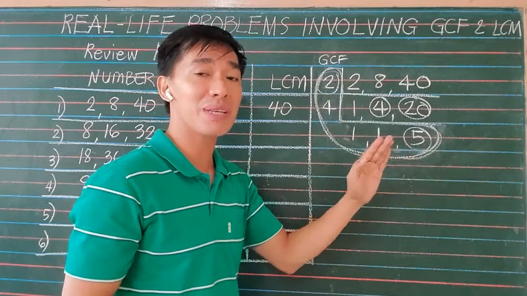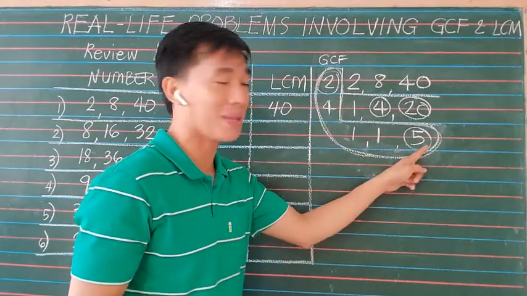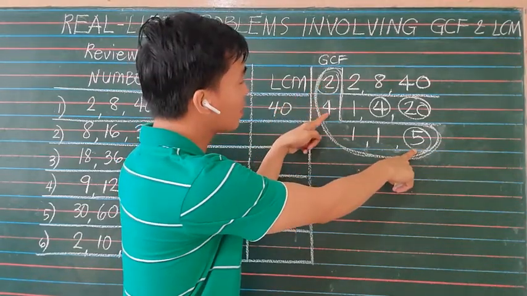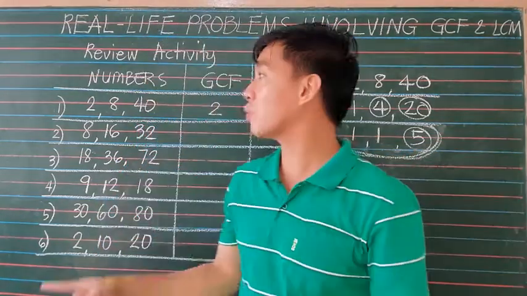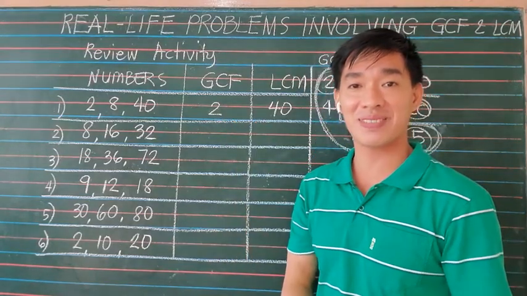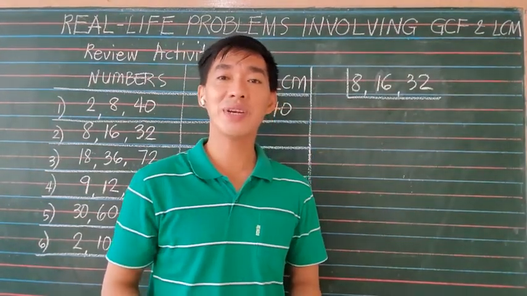So, I will just simply stop there and here's my LCM. So, that is 5 times 2, that is equal to 10, times 4, that is equal to 40. So, that would yield the same answer, which is equal to 40 for the LCM. Let us now continue with number 2.